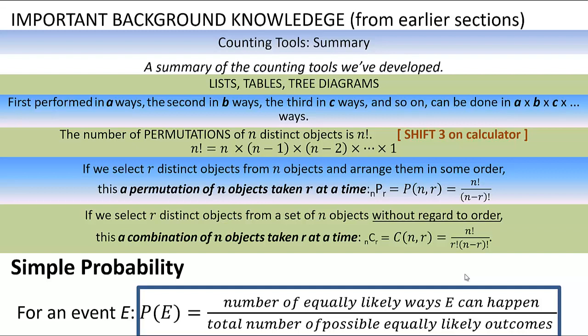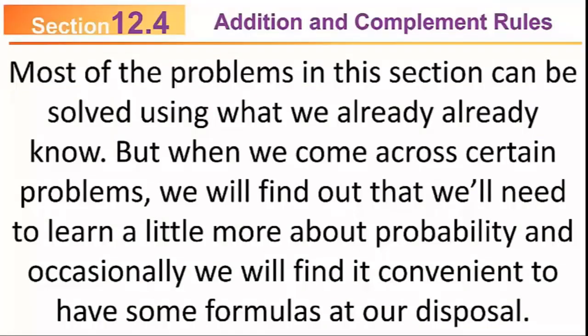We know about permutations. We know about taking them R at a time. We know how to do combinations. We know our rule for calculating a simple probability. We know all of these things, and lots of times that's enough to solve these problems. But occasionally we'll come across certain problems when we need to learn a little bit more about probability, and occasionally we'll find out that it's convenient to use some more formulas and have them in our toolbox.